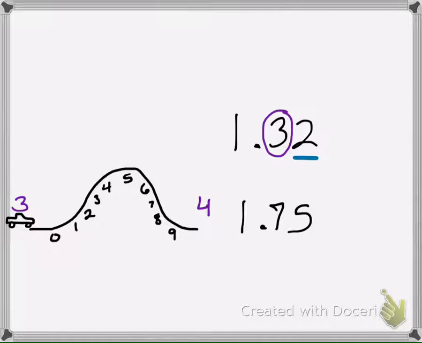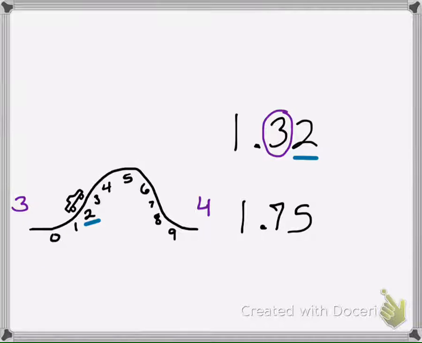But the second number, in this case a 2, so the hundredths place, the number to the right of the number that we're rounding to, the tenths place, is going to tell us how far we're going to drive our truck or our car. In this case, we're going to drive it all the way up the hill to the number 2. So it's going to go up, and it's going to look something like this. That's where my truck ends up.